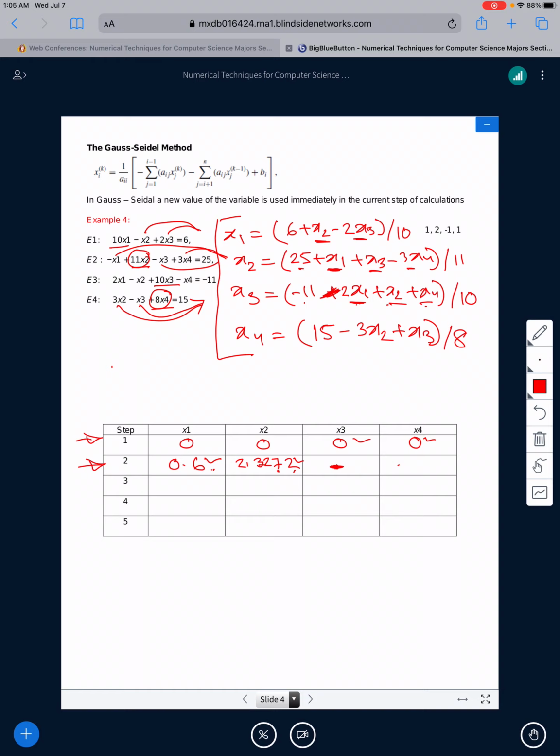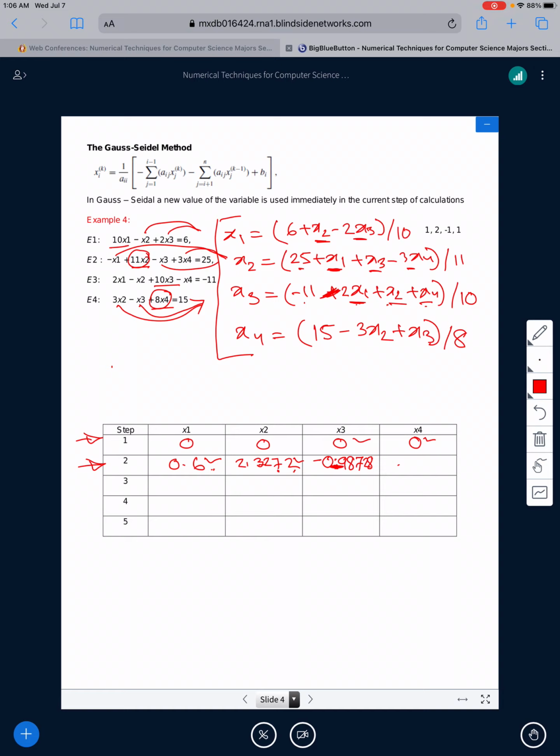So that will give us negative 11 minus 2 times my new x1, which is 0.6, then plus x2, which is 2.3272, and then my x4 is 0, and then I will divide everything by 10. So that will give me negative 0.98728.